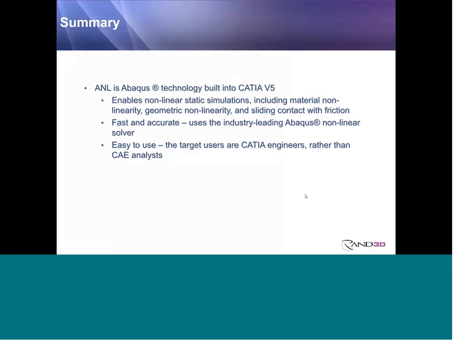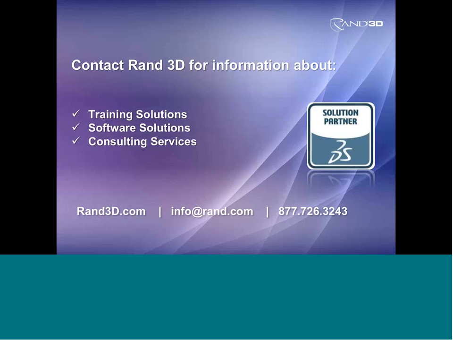What is specific about it? First of all, it enables nonlinear static simulation, including material nonlinearity, geometric nonlinearity, and also sliding contact with friction. It is fast and accurate because it uses the industry-leading Abaqus nonlinear solver, and on the upside, it is very easy to use. The target users are not CAE analysts, not dedicated analysts, these are CATIA engineers and designers. So that kind of concludes my presentation, and I think now the host will chime in, and we'll start our question and answer period. Kareem?